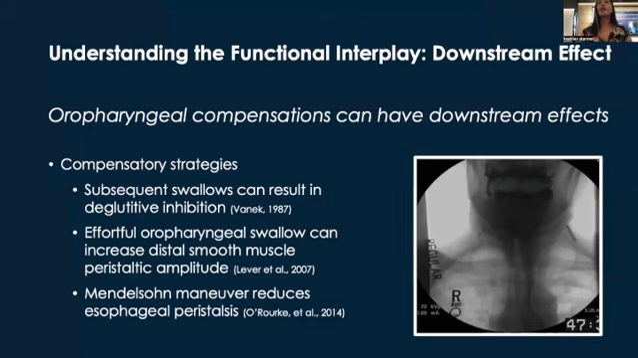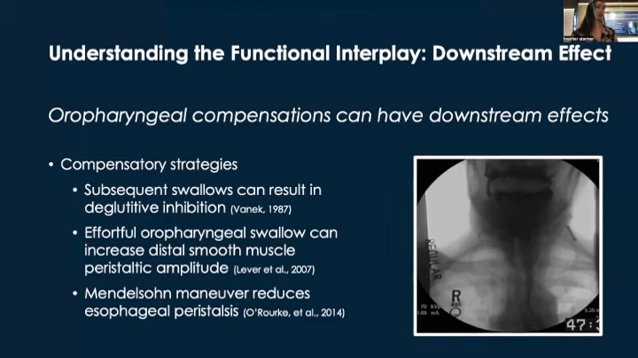Oropharyngeal swallows, probably the most beloved exercise that we have in our arsenal, but also a wonderful compensatory strategy for our patients to help clear esophageal or pharyngeal residue. When we do an effortful swallow, we can also increase the distal smooth muscle peristaltic amplitude that was evidenced by Lever and colleagues when they evaluated patients using pharyngeal and esophageal manometry performing the effortful swallow.